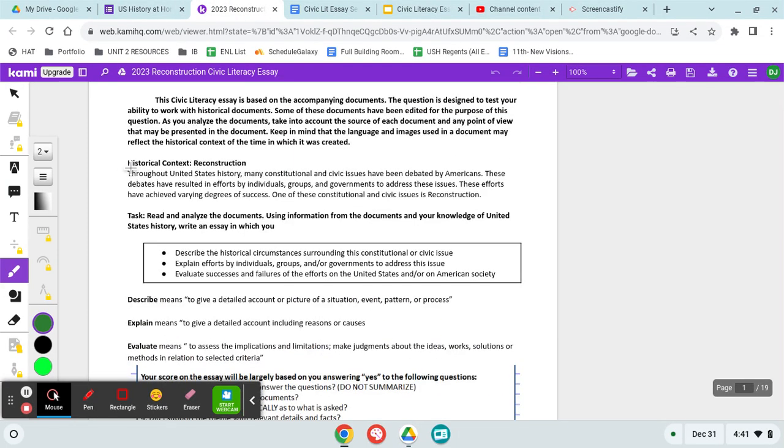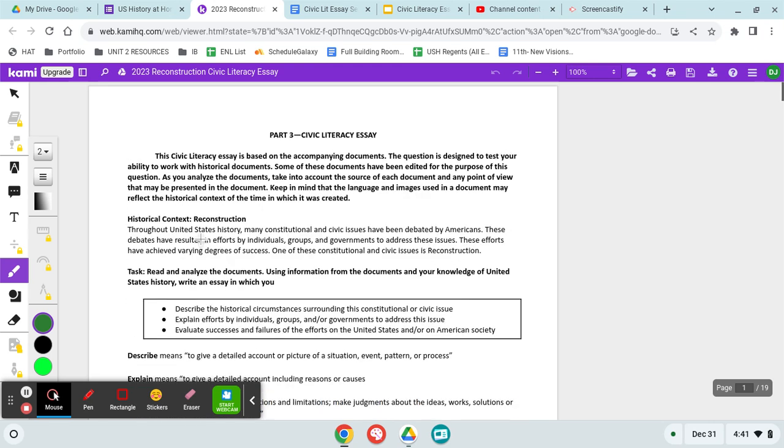You'll always see where it says historical context. They will always tell you on the Regents exam when you get to the part 3 essay exactly what, I'm going to highlight it, exactly what topic or what issue you are writing about. I'm going to have to try to write this a little bit faster next time. My kid likes drawing. But this way you know exactly what issue we are focusing on.